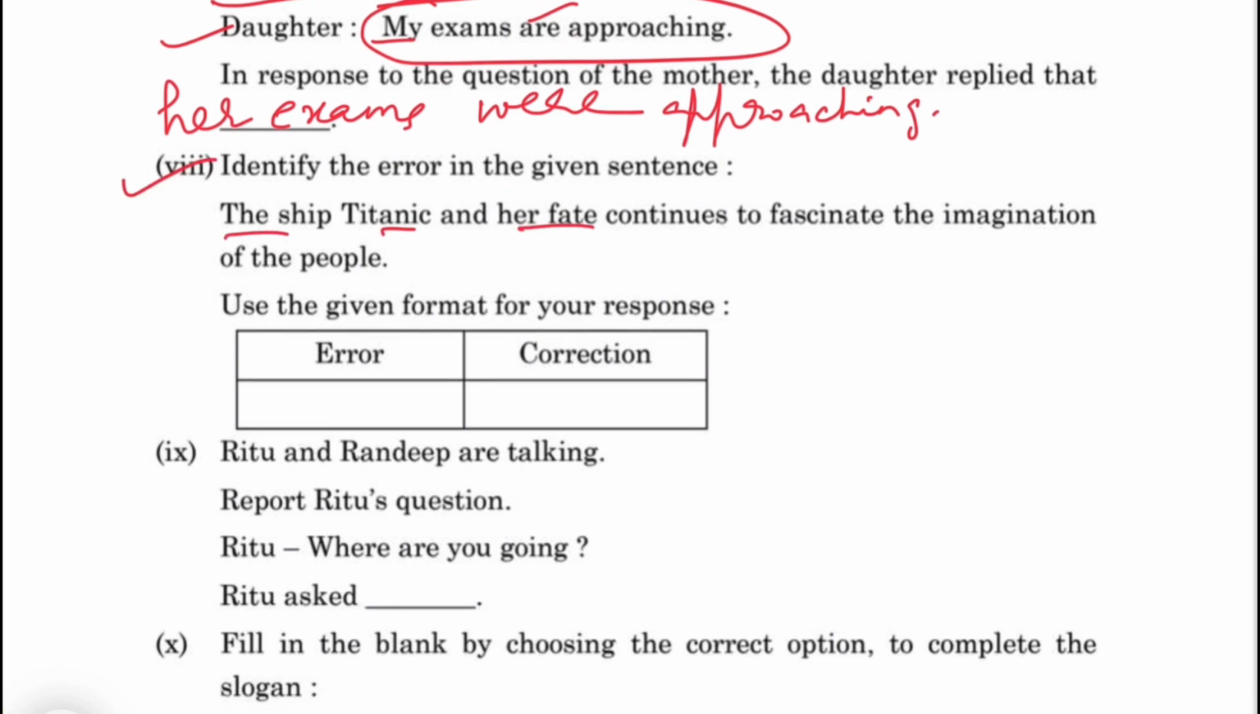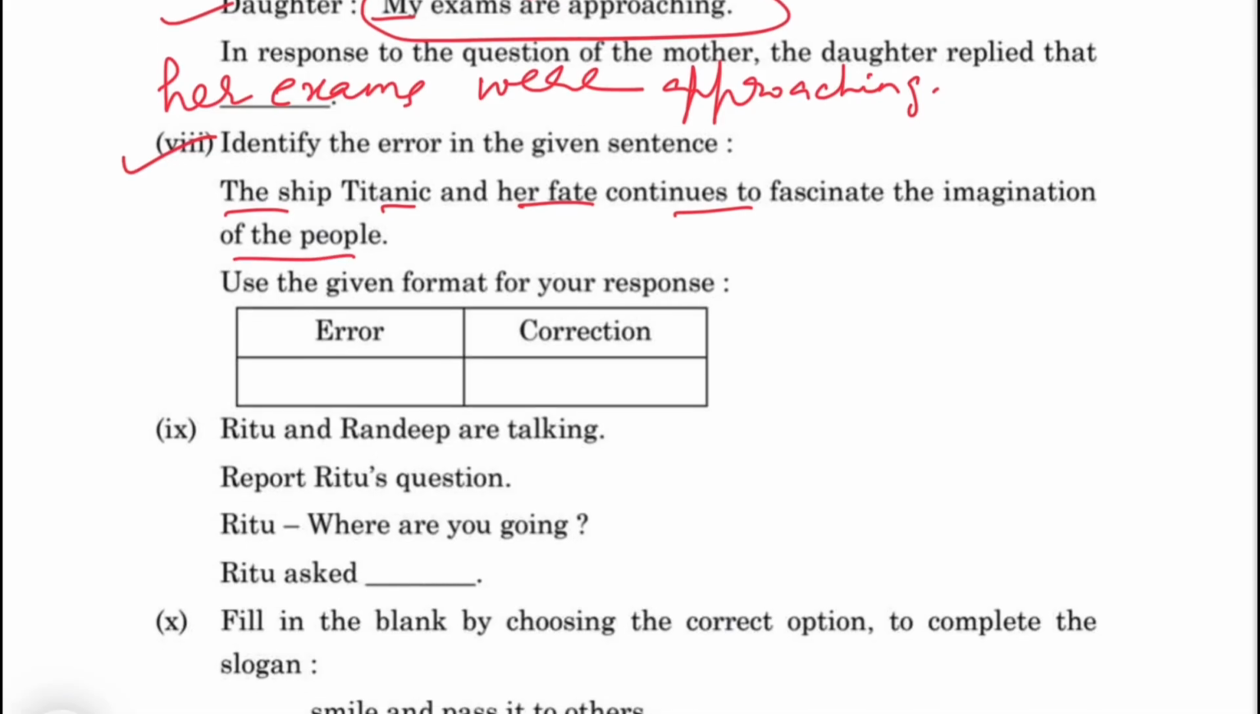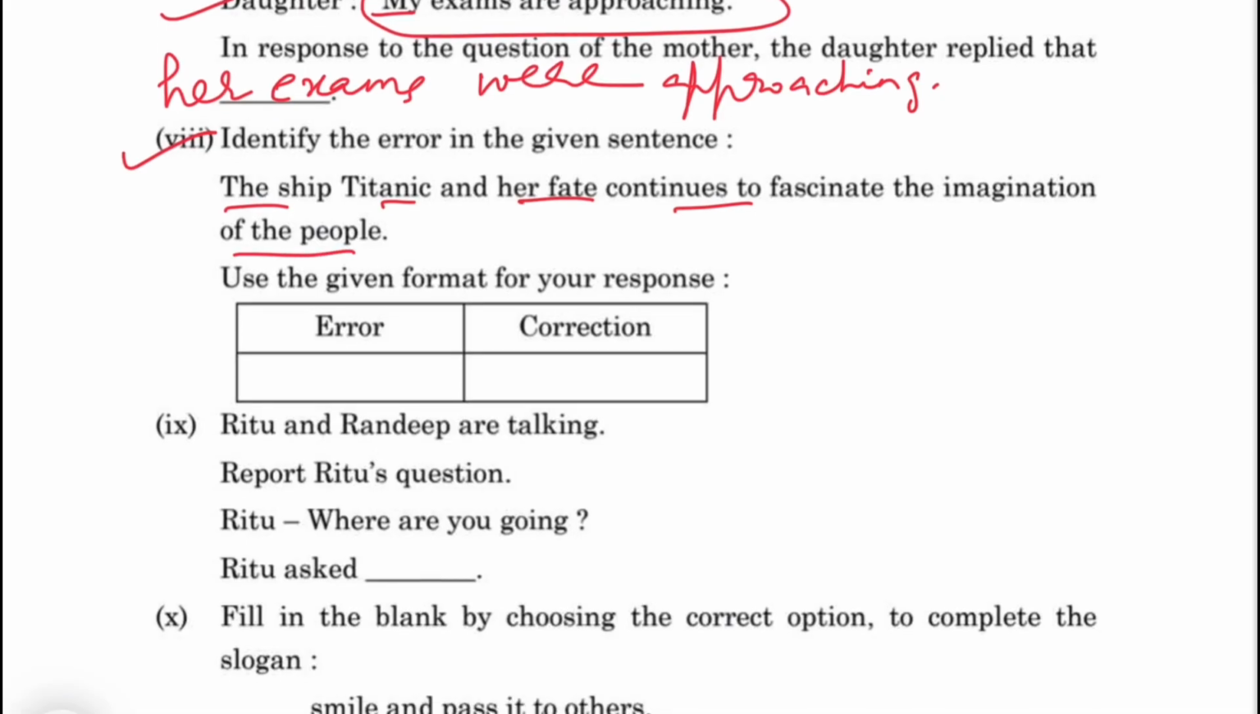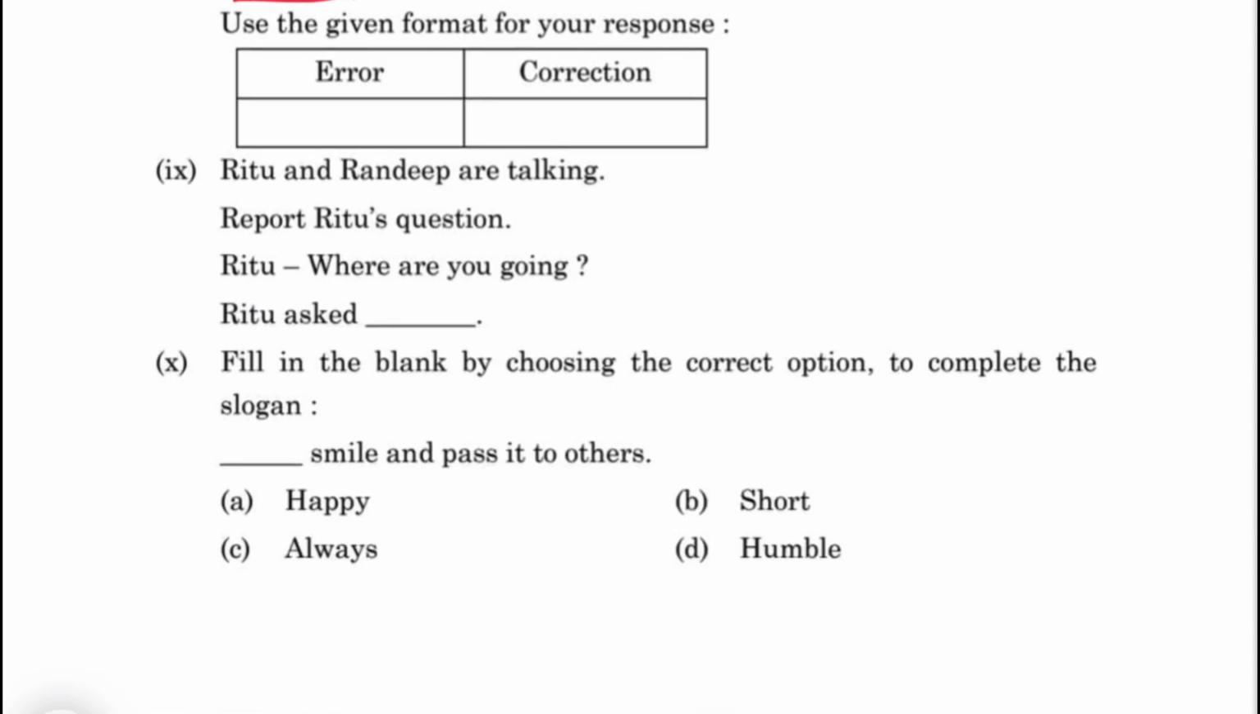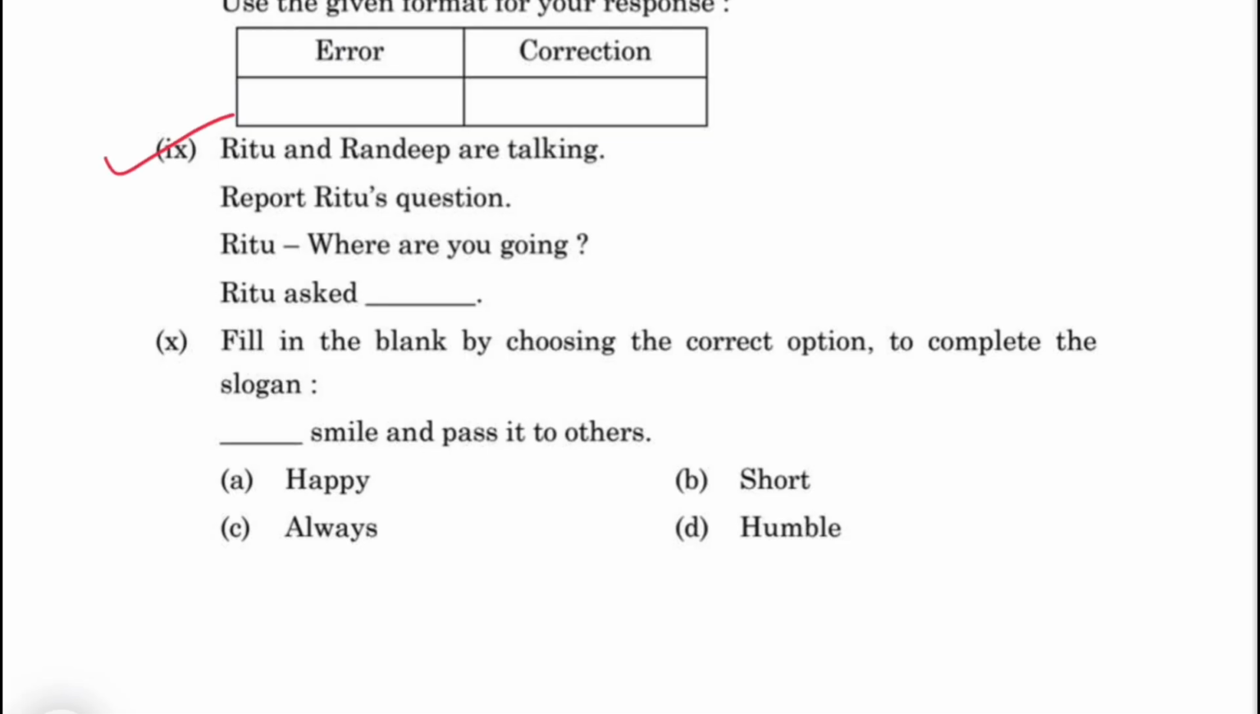Next one is the ship Titanic and her fate continues to fascinate the imagination of the people. So the ship Titanic and her fate, this is a plural subject, so it will be continue. So continues is the error, and continue is the correction.